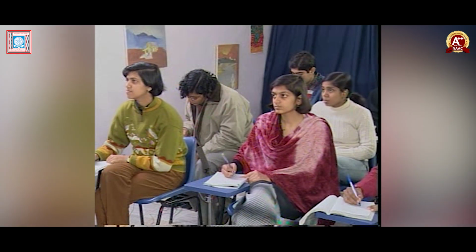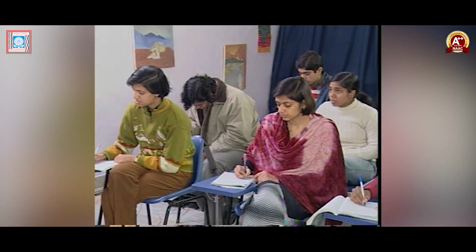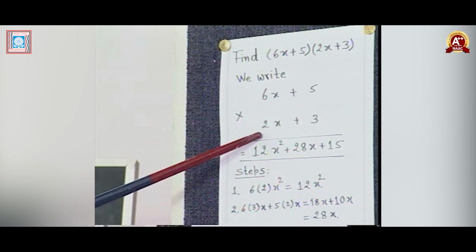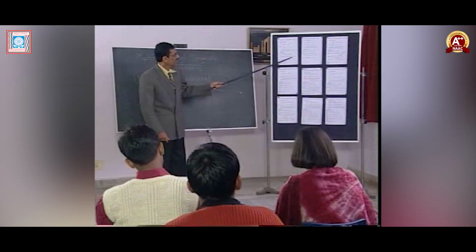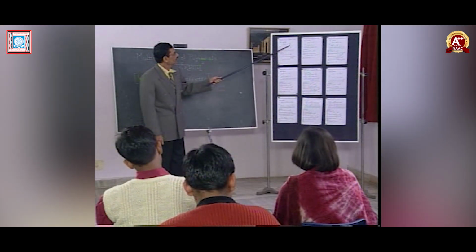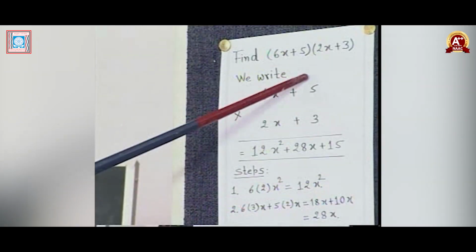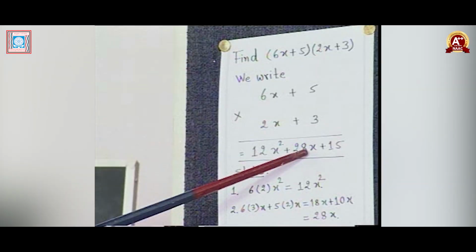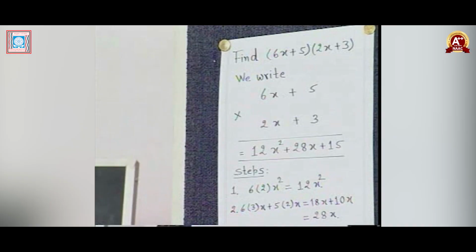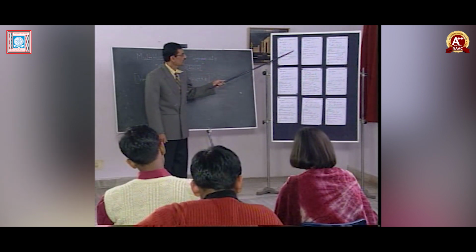Now we consider the cross multiplication. 6x into 3, 18x, plus 5 into 2x, that is 10x. 18x plus 10x, 28x. 28x is the second term of the answer. Now we come at the end of the polynomial. We multiply vertically 5 into 3, that is 15. That becomes the last term of the answer. So final answer is 12x square plus 28x plus 15.